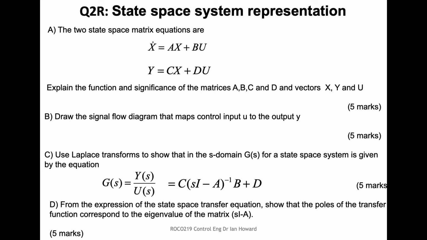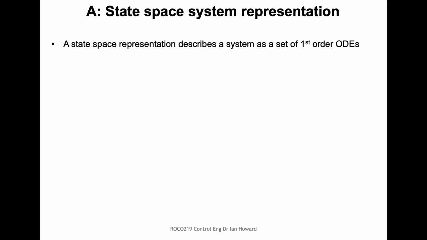From the expression, we then want to show that the poles of the transfer function correspond to the eigenvalues of the matrix sI minus A. So that's basically a nice proof of showing why it is that eigenvalues are the poles of the system. So let's go through this stage by stage.